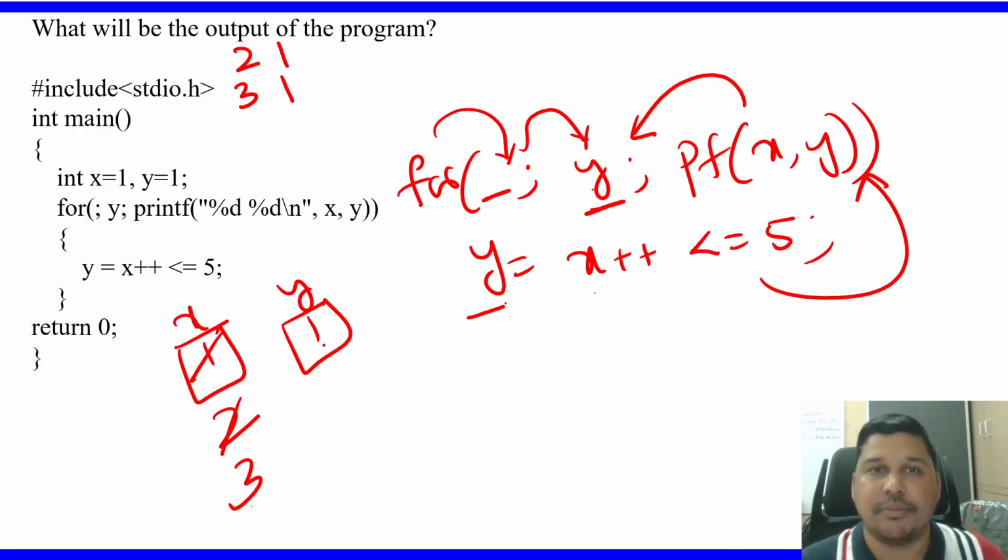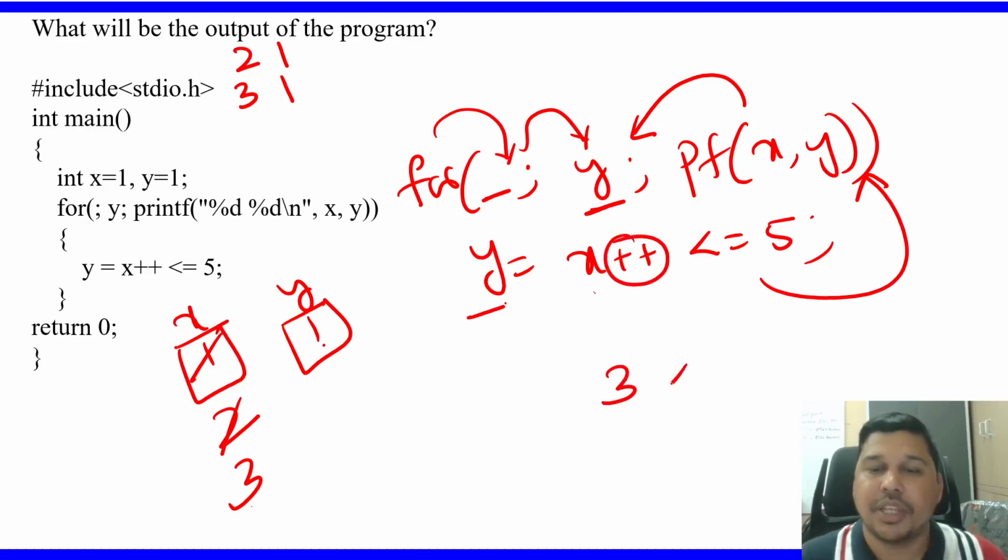Condition is again y. Y means y value is 1. Condition of 1 means true, since it's a non-zero element. Enter the body. Once I enter the body of the loop, I have again x plus plus less than or equal to 5. I will do it later.